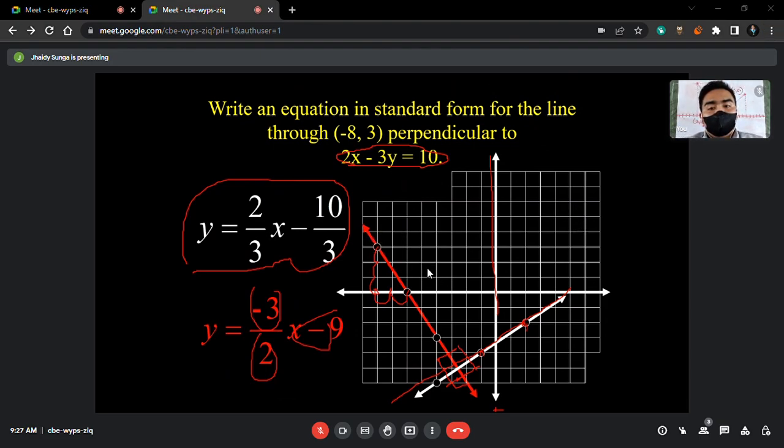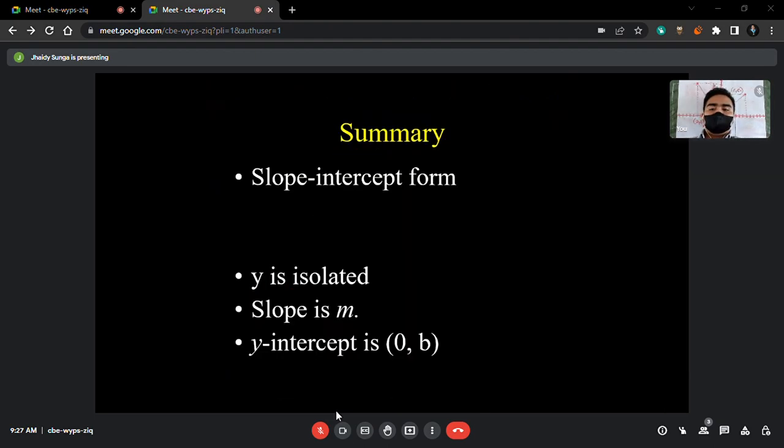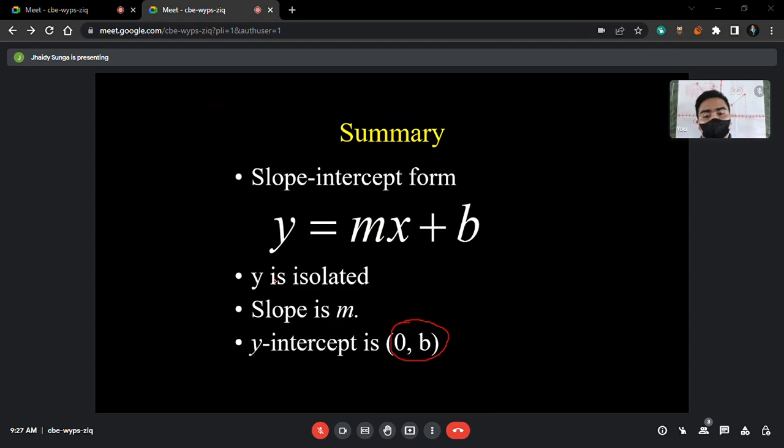Alright, so in summary, I would like you to get this summary. Our slope-intercept form is y is equal to mx plus b, and y is just isolated. Your m is your slope and your y-intercept is b. Or if you are going to input that as your coordinate, it will become 0 and b. So before we have a line, we find the y-intercept with your coordinate, 0 and b.